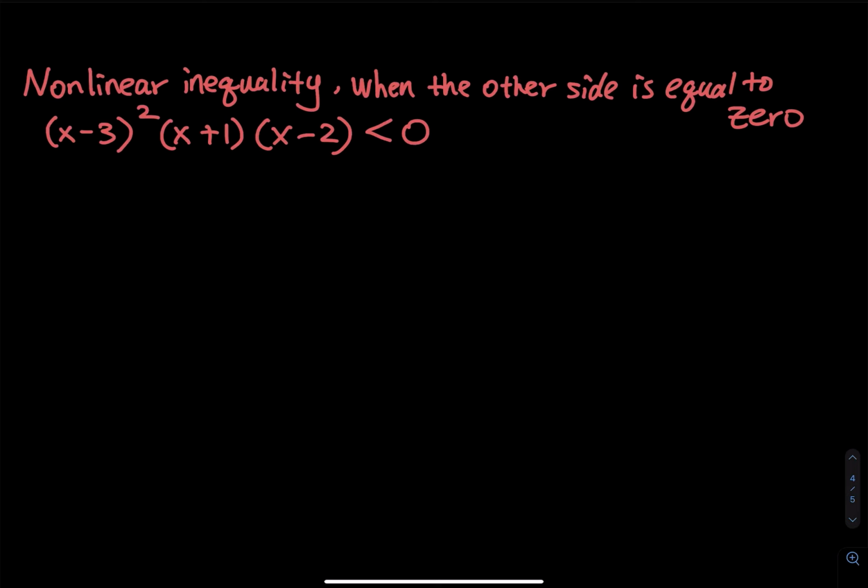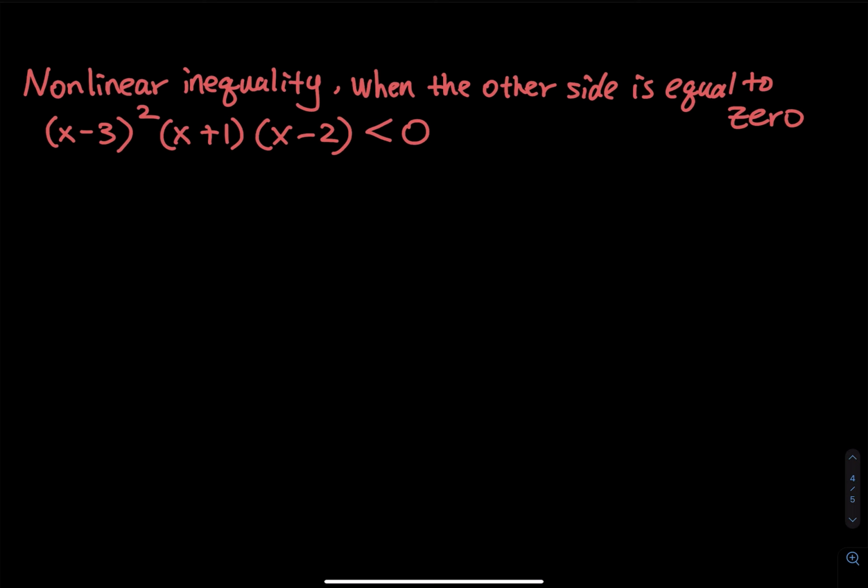Here is a more complicated nonlinear inequality. In this inequality, the other side is equal to 0. In the previous video, I discussed a problem where the other side is not equal to 0. Whenever you see a nonlinear inequality, nonlinear means you have a higher degree. In this problem, I have a square right over here. When you expand the square and multiply by the x squared times x, the highest degree you have is the fourth power, which is definitely not linear. That's why I call this a nonlinear inequality.